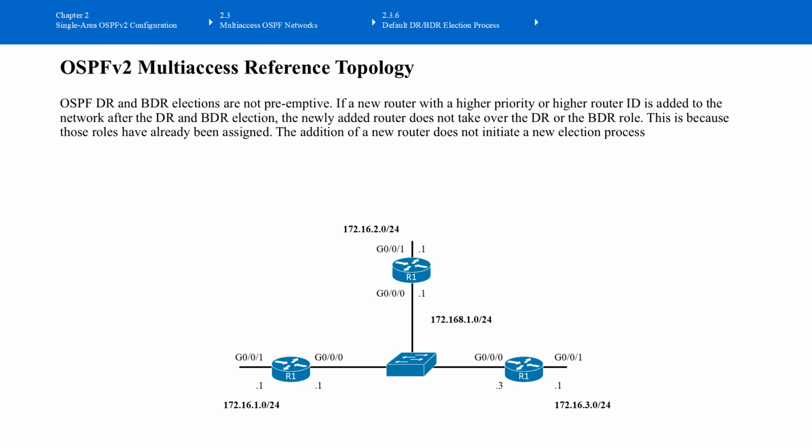Suppose R3 is the DR, R2 is the BDR. Later, a new router joins with a higher priority or higher router ID, it will not replace R3 or R2. Why? Because OSPF does not automatically start a new election just because a better router joins.